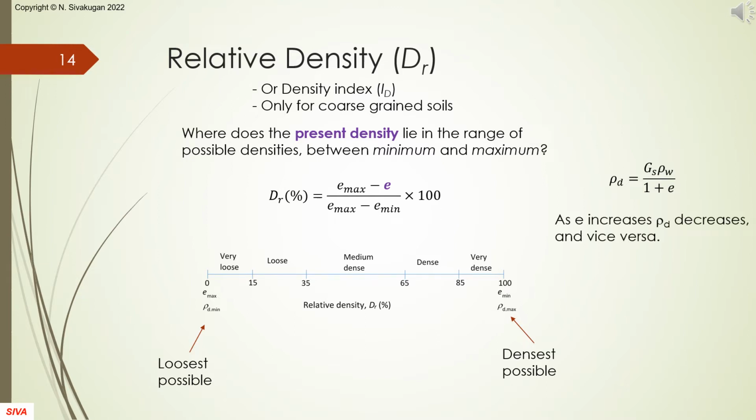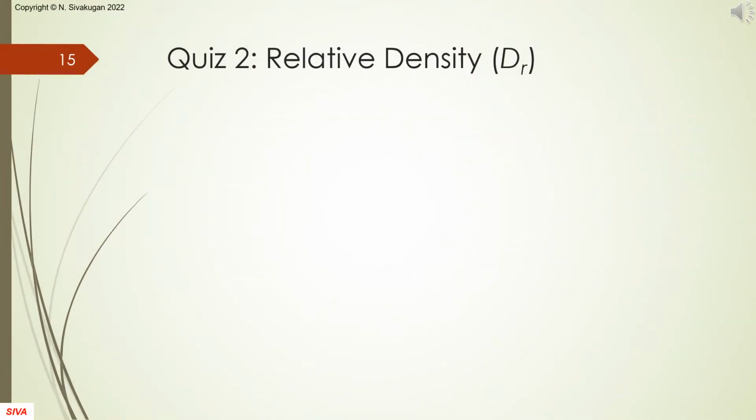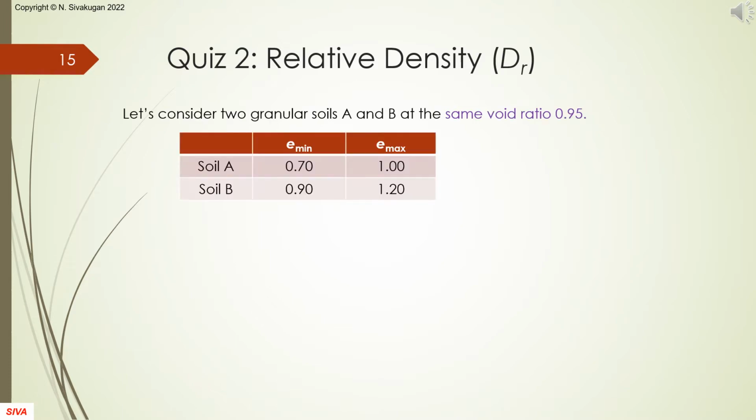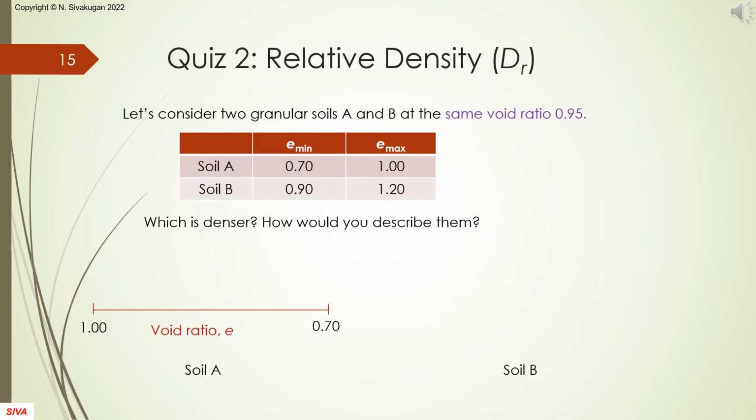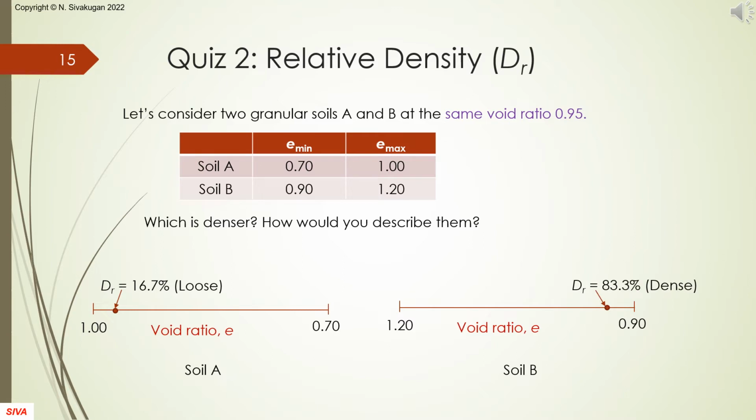Here is the equation for the relative density, based on the void ratios. From the relative density in the range of 0 to 100%, we can call the granular soil as loose, dense, very dense, and so on. Here, you can see that the two soils A and B are at void ratio of 0.95. However, A is classified as loose and B as dense, because of their minimum and maximum void ratios.